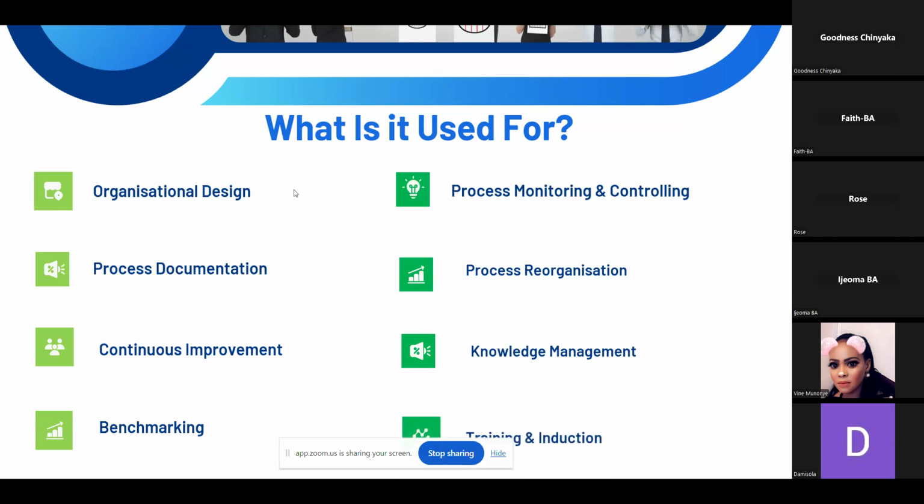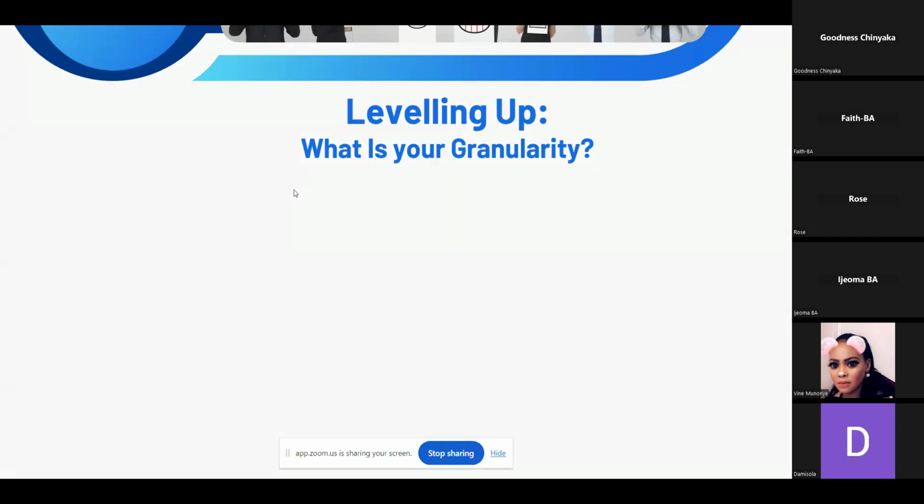And again, training and induction, very similar. A new person comes in and they're like, okay, so how do you do things in this organization? There are process maps to show them this is the hierarchy, this is how things are done. If you want approval, this is how you go about it. These are all the different functions or different roles or different business units that are involved in this process. So these are some of the benefits that you get from business process mapping.